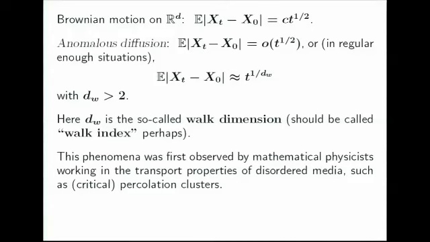The first situation where this phenomenon was observed was when mathematical physicists studied transport properties for disordered media, such as critical percolation. They observed that diffusion, or random walk, moves, but it does not move as fast as classical Brownian motion. If you measure expected distance, it grows as a power of time, but the power is strictly larger than 2, which means that displacement is much smaller than for Brownian motion.